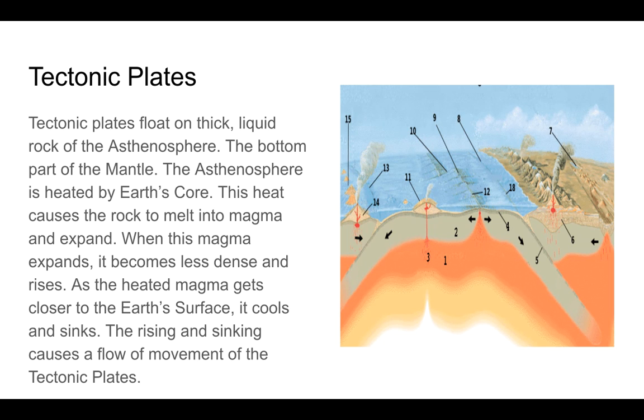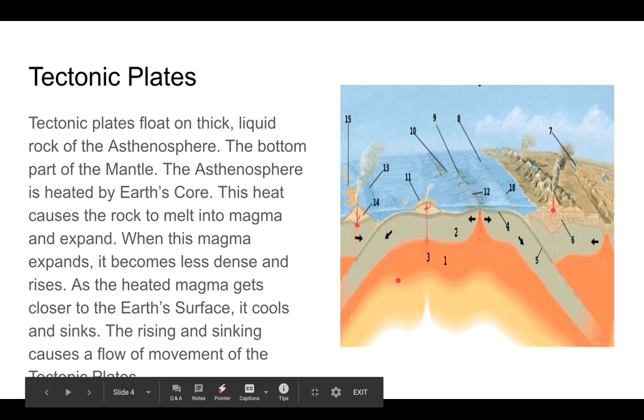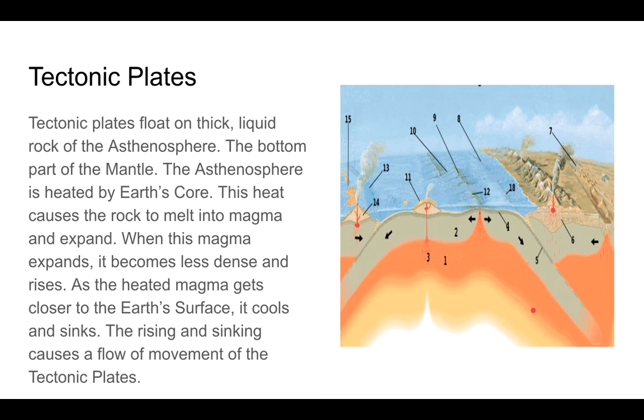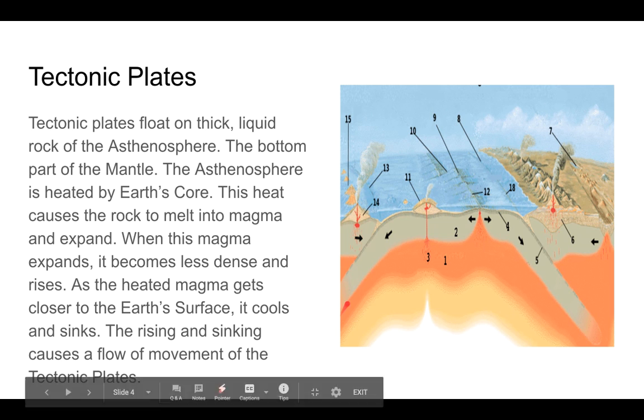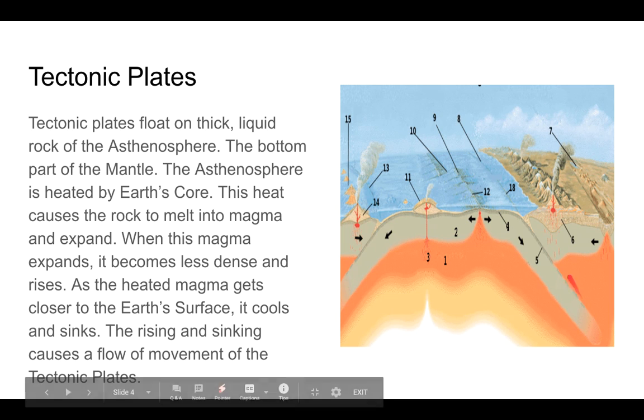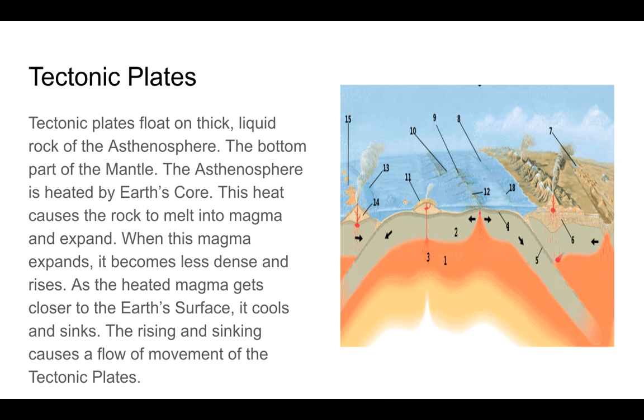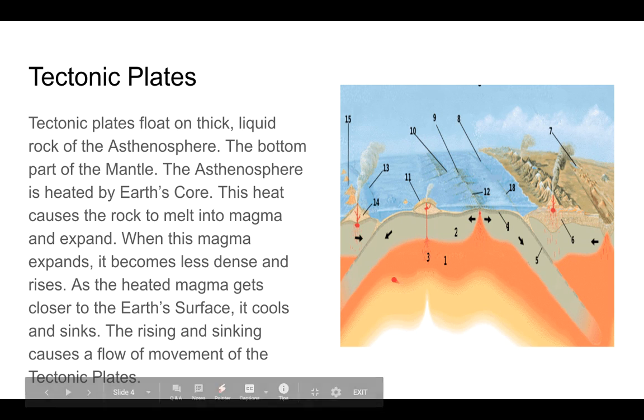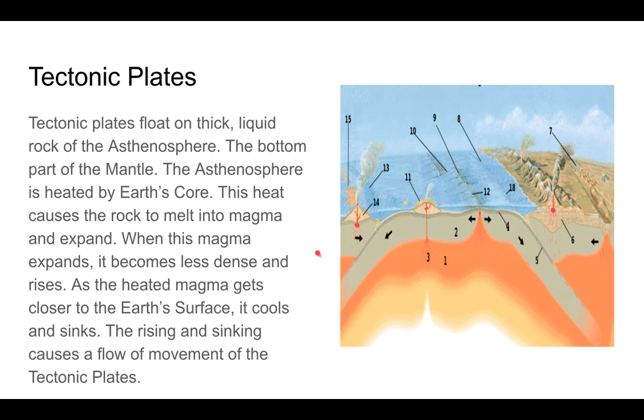So we have this rising and sinking of the lithosphere and the asthenosphere, and this causes a flow of movement. And this is where we get the theory that the tectonic plates are constantly moving. It's from this rising and falling of the asthenosphere and lithosphere. And again, you can see that on this picture. Forget about the numbers and everything, but just look at the fact that there are humps and there are tall parts and small parts of the asthenosphere and lithosphere, almost like waves. And that shows this rising and falling theory.